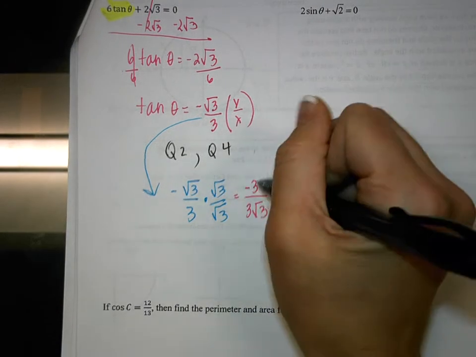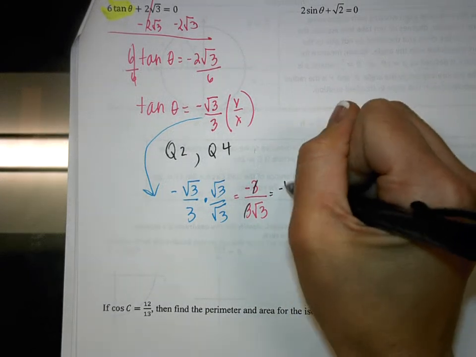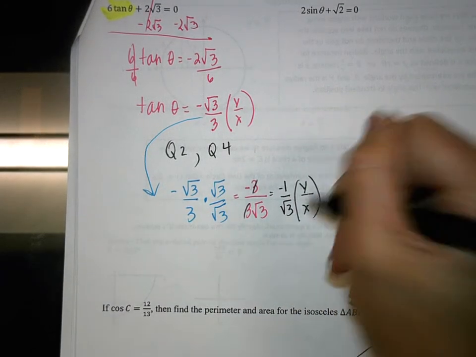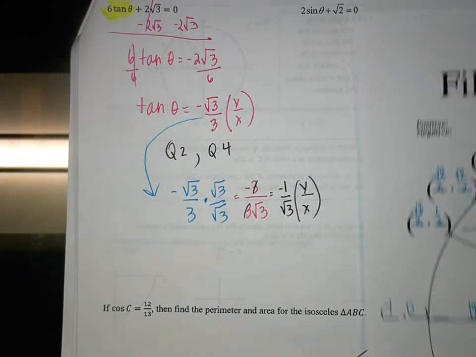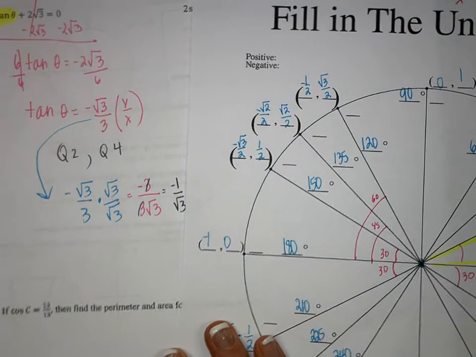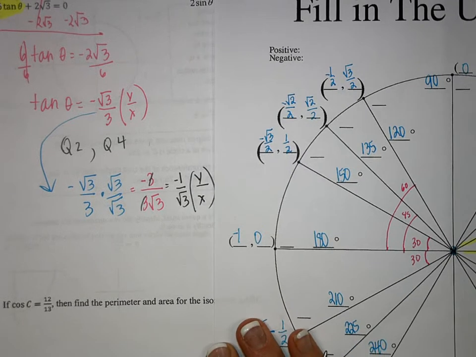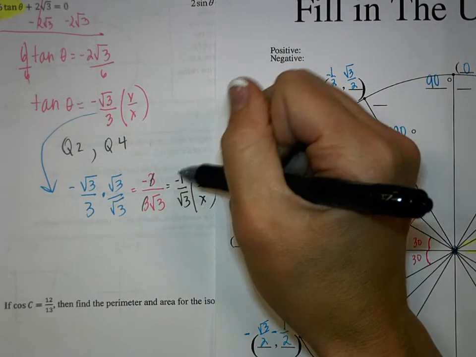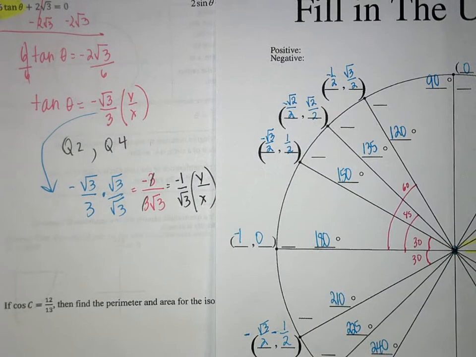These cancel out, and you get negative 1 over root 3, y over x. So now let's go back to quadrant 2, and is there a y value of negative 1, and really the negative doesn't matter which one it's with, but a y value of 1 and the x with root 3? Which one? 150 is correct.